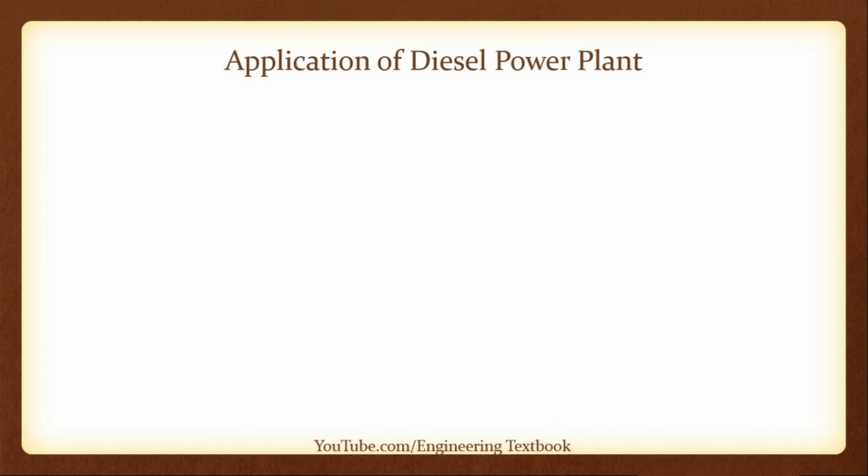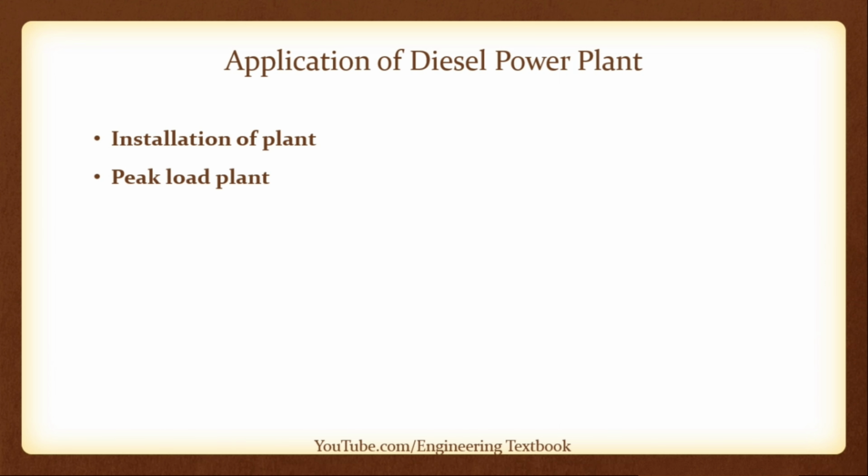Applications of diesel power plant. The applications of diesel power plant are as follows. Installation of plant. The plant can be easily installed in a power system network, but if you consider economic conditions, the capacity of the plant is limited to 5 megawatt to 50 megawatt. These limits also depend on the load capacity, availability of fuel, water and space.